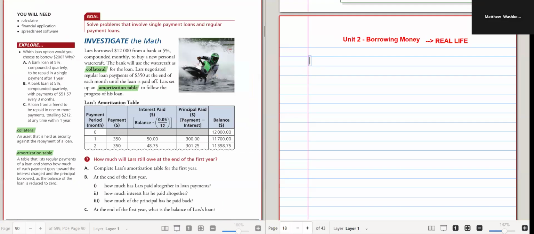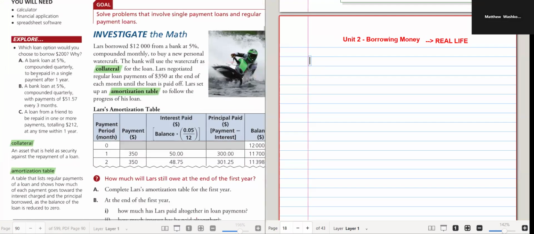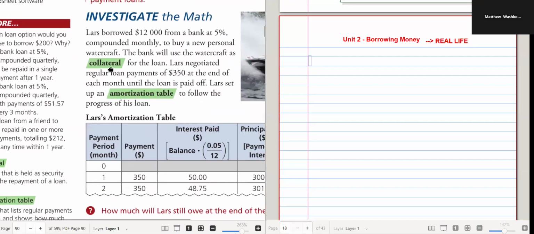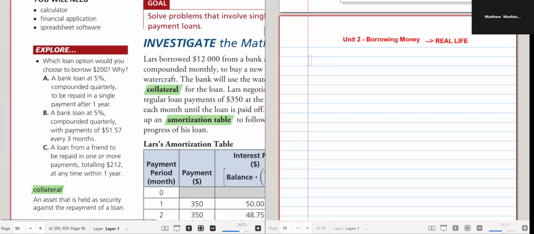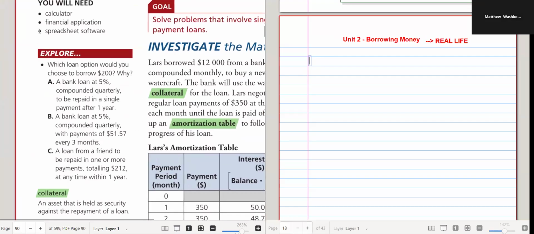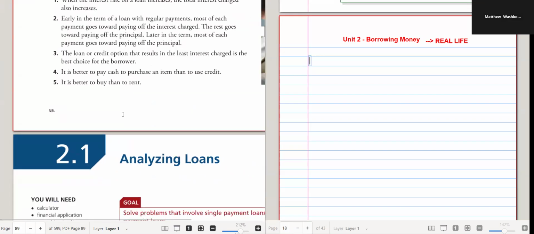Why is this useful? What is this for? For example, if you walk into a car dealership and say, I want a car, and you finance with the dealer, they're going to give you a bunch of options. They're not going to give you these exact amounts, but here's why it's important to know. Say you borrow a loan, in this case $200, though for a car it'd be like 20,000. A bank loan at 5% compounded quarterly, repaid in a single payment after 1 year. A bank loan at 5% compounded quarterly with payments of $51.57 every 3 months. Or a loan from a friend in one or more payments totaling $212 at any time within the year. Which one of those is better?